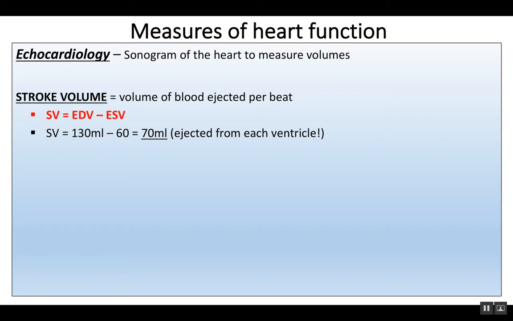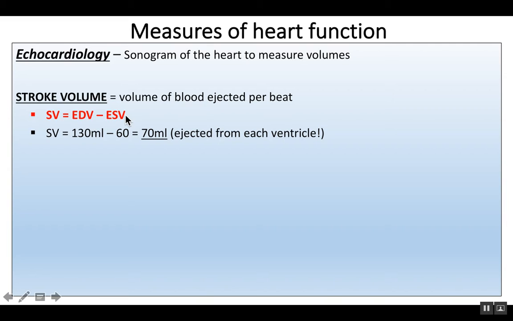So, in order to determine volumes, we use what's called echocardiology. It uses sound waves to determine volume flowing through a heart. And those volumes can then be used to help determine heart function. Some of the volumes we've already heard of are stroke volume, end diastolic volume, and end systolic volume.